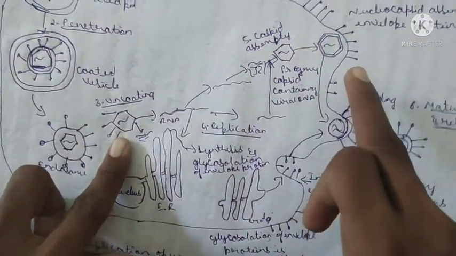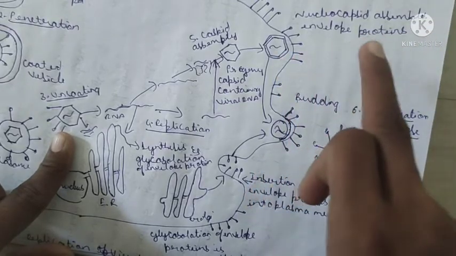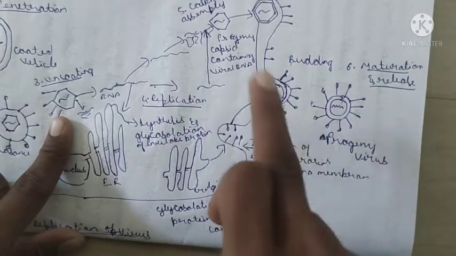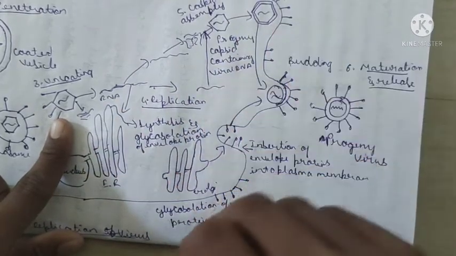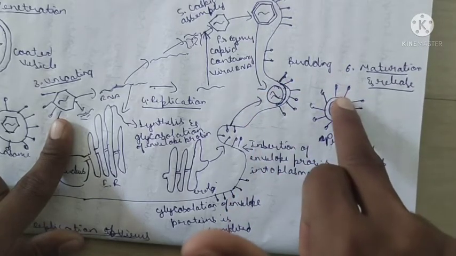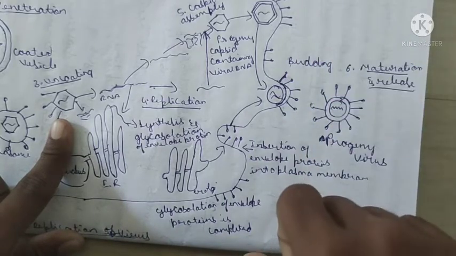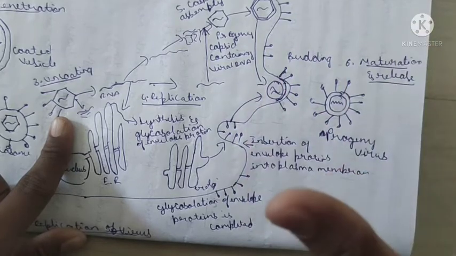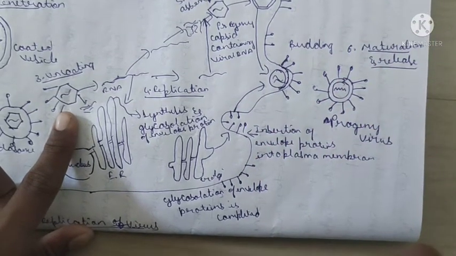After the assembly, what happens? Nucleocapsid assembles envelope proteins. They form the envelope protein. After that, budding process. Okay, it is the budding process. आपको बताया था मैं, budding is the process where the capsid gets developed. After that, the process of maturation and release of the virus. A mature virus gets released. Okay, insertion of the envelope proteins, then glycosylation of the envelope protein is completed.